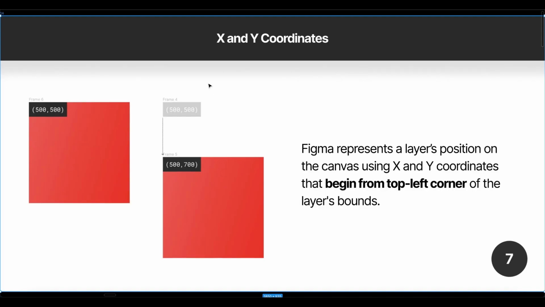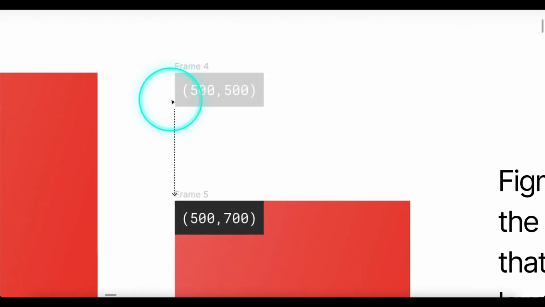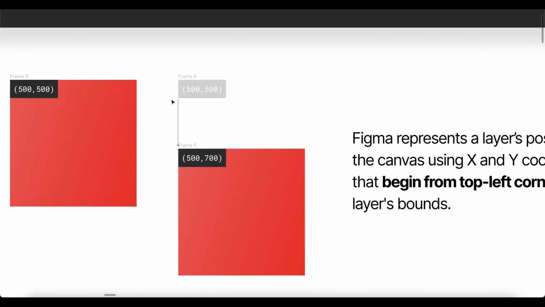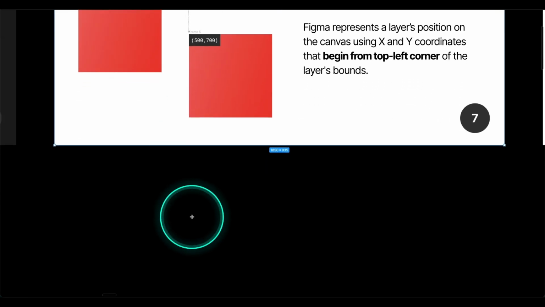X and Y coordinates. Figma represents a layer's position on the canvas using X and Y coordinates, similar to how we did in math. But the tricky part is that these X and Y coordinates begin from the top left corner of the layer's bounds. So if you increase the Y component, your layer would not move up, it would actually move down.